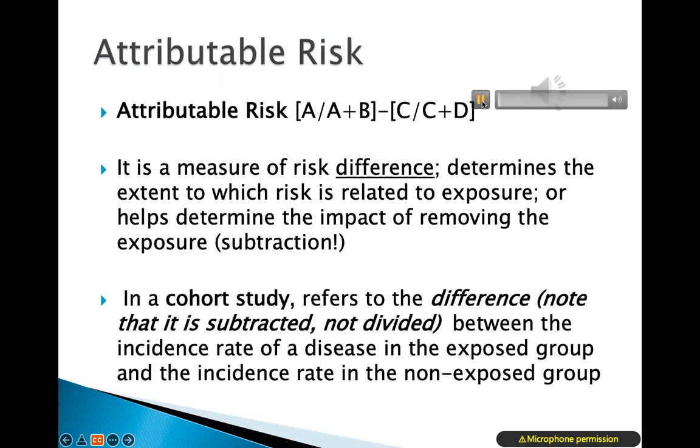This slide gives us the formula for how we will determine attributable risk. Notice that the letters A, B, C, D refer to setting up a 2x2 table just as you did before. So you can go back to PowerPoint slides 8 and 10, and you can put in the exact numbers yourself. A divided by A plus B, subtract C divided by C plus D. Again, it's a measure of risk difference, so you can tell that you're going to subtract.